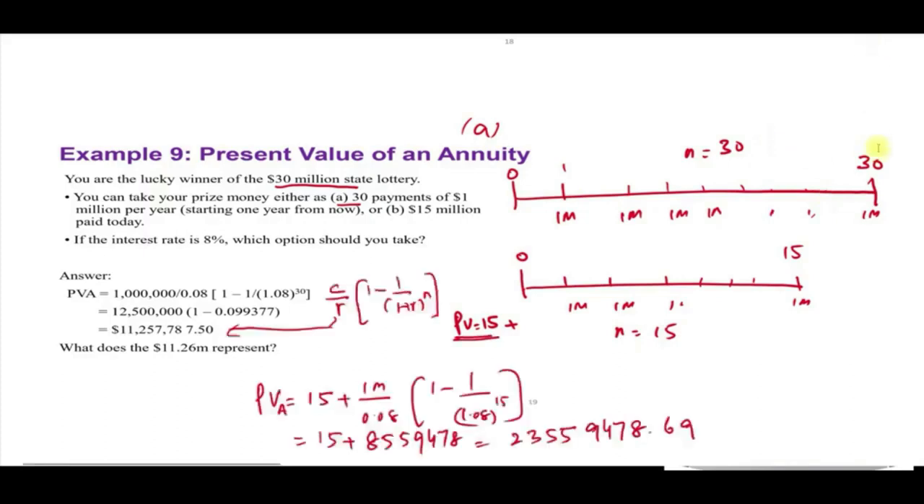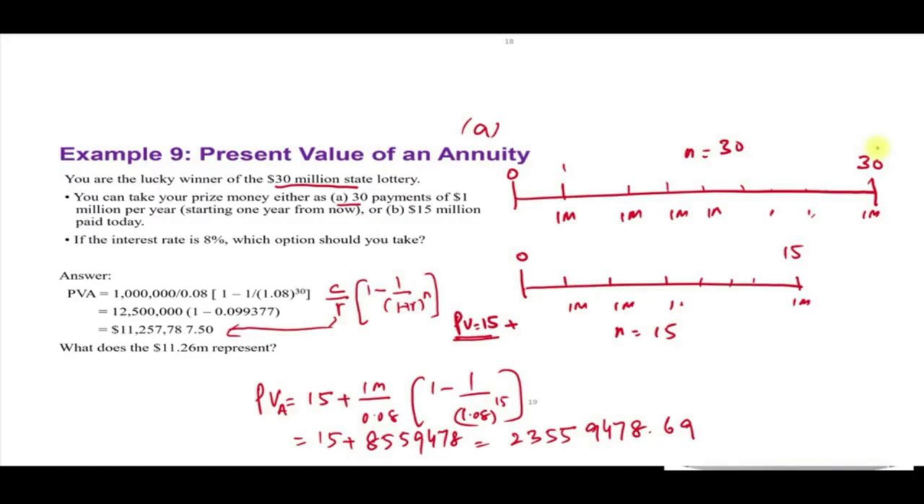Okay, actually I solved both the problems. So one option is that we have to take all 30 payments. So what is the present value of this annuity? The formula would be C times (1 minus 1 over (1 plus r) to the power n) over r, with C being 1 million and r 0.08. We substitute all the values here, and our answer would be 11,257,787.